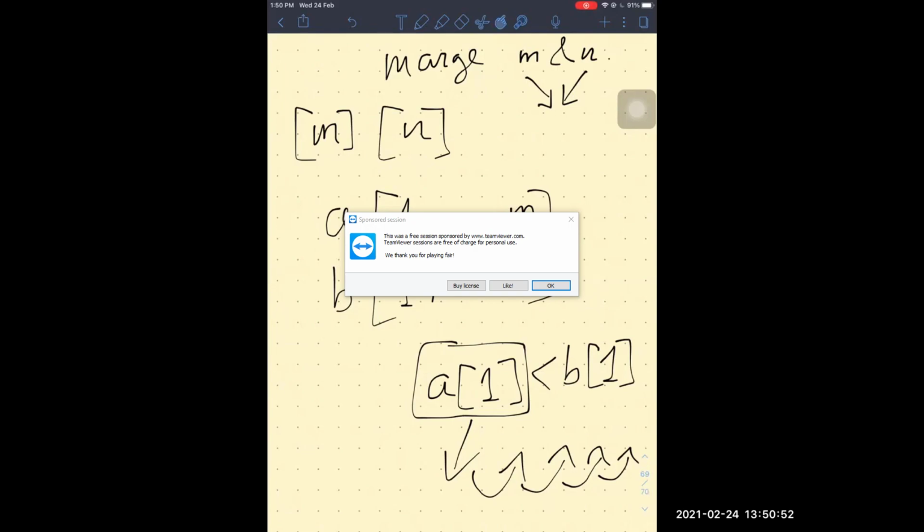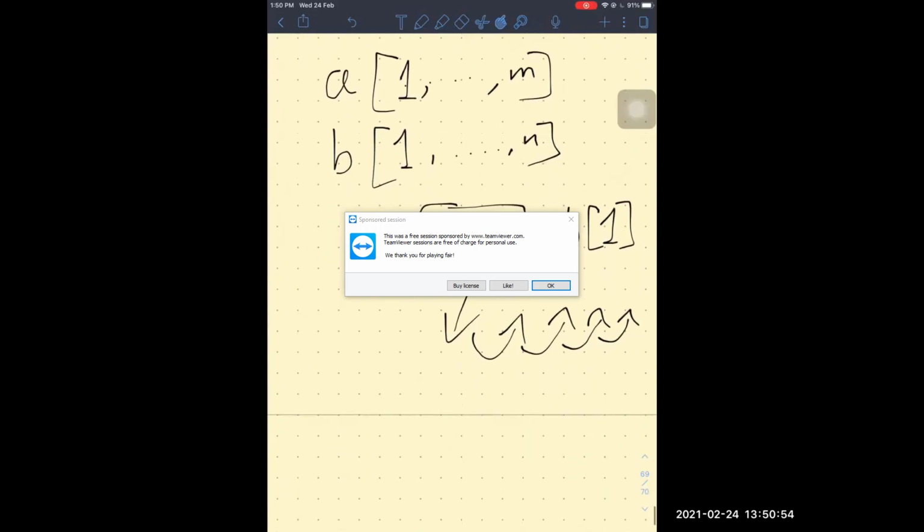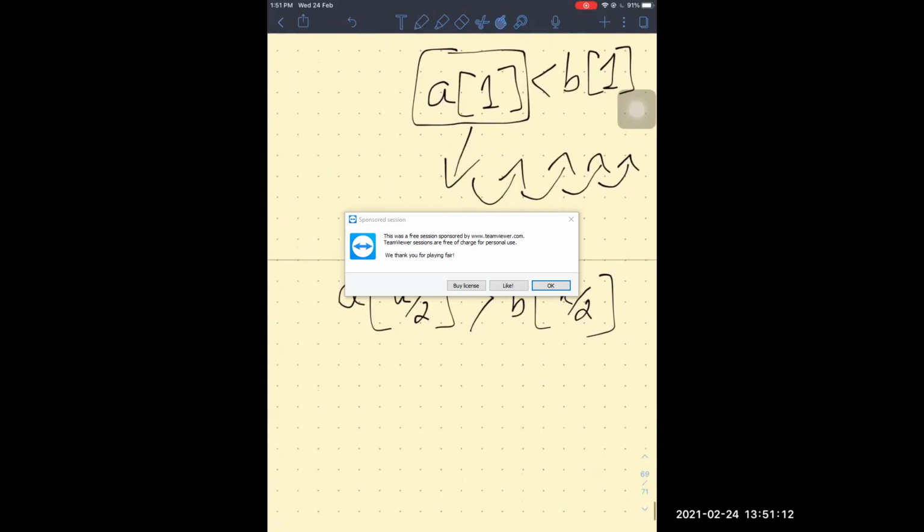Okay, so let me discuss the solution. First of all, we will get the A[k/2] element and the B[k/2] element. So this one can be greater than that one, or this one can be smaller than that one, or might be smaller than this one.